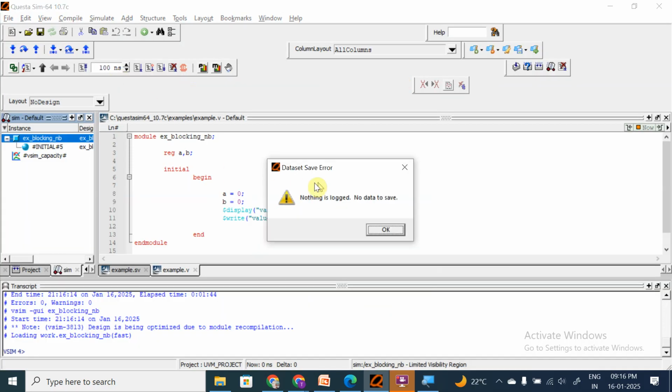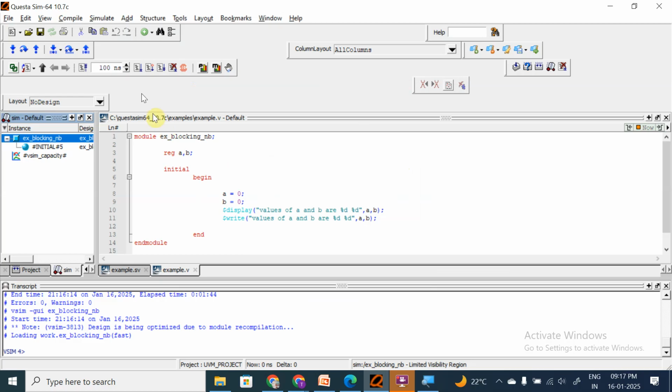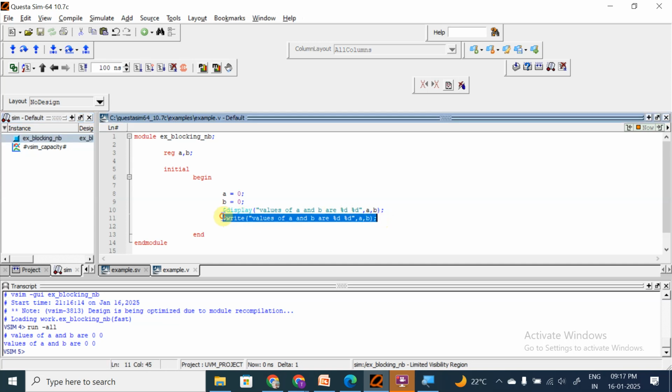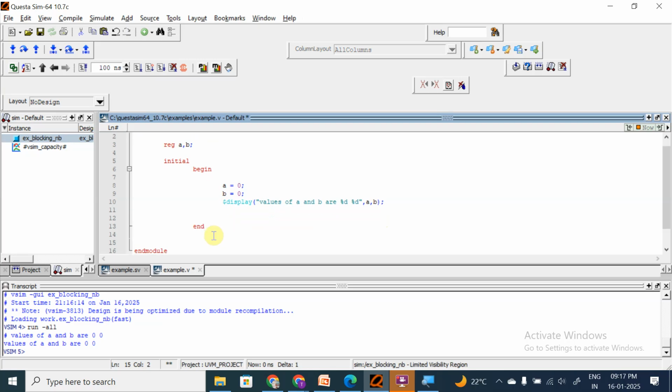Now let us use this and let me see what I'm getting. I'm getting values of a and b are 0 0 and values of a and b are 0 0. $write and $display are displaying the same thing, but since we are only displaying one item, that's why we are getting it like this. Okay. Let us take one more example. So before taking that particular example, let me include one more scenario.